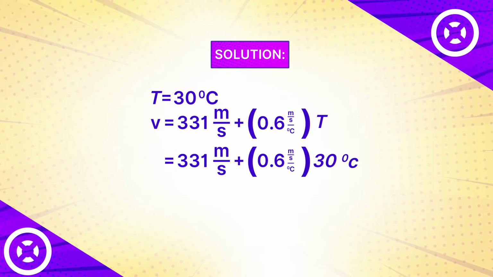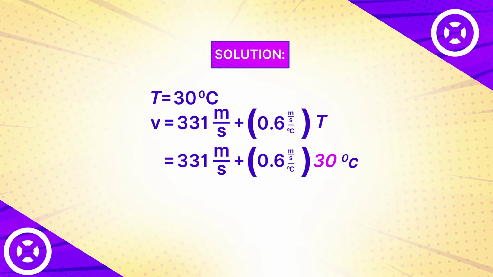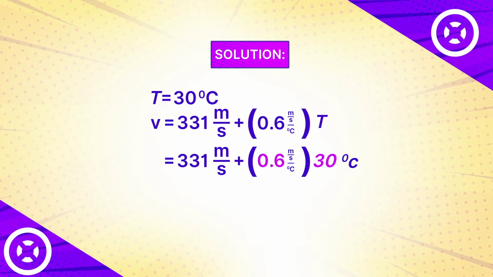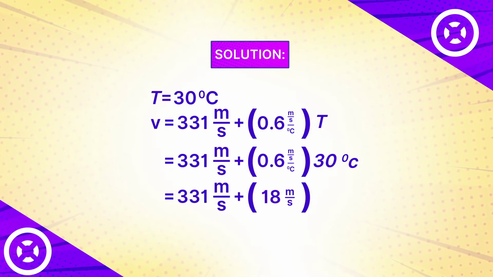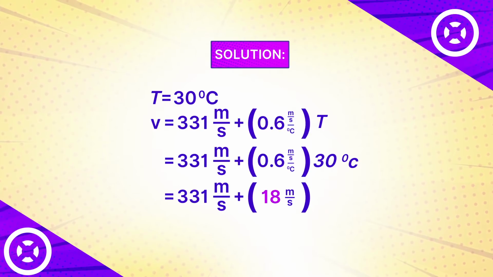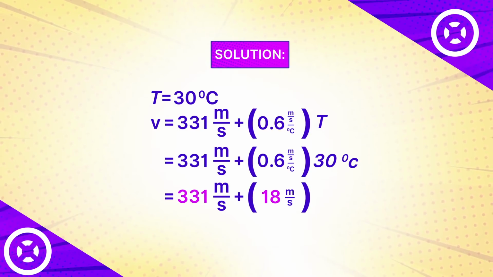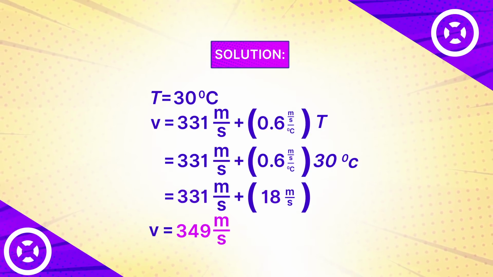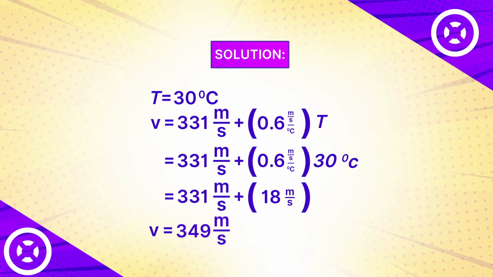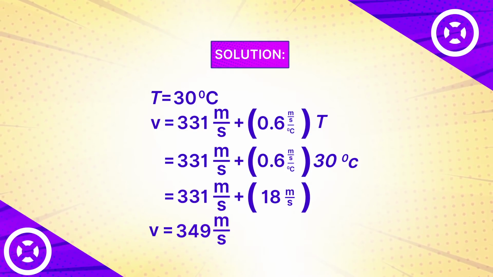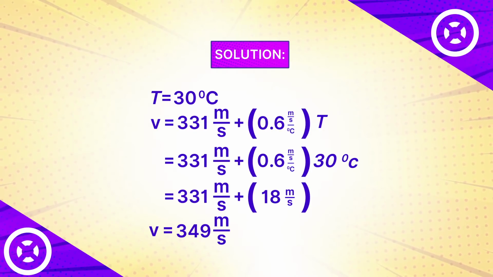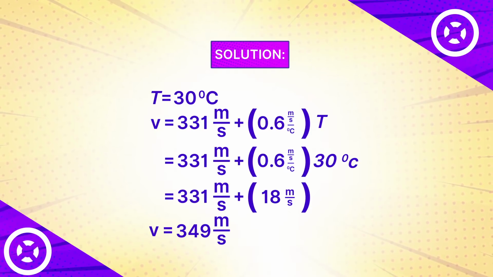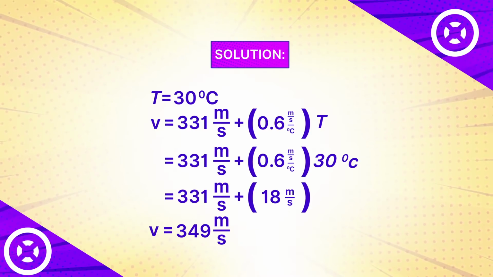After doing that, multiply 30 and 0.6. And that will give us 18. We then add that to 331. And finally, we come up with 349 meters per second. Thus, the speed of sound in air at 30 degrees Celsius is approximately 349 meters per second.